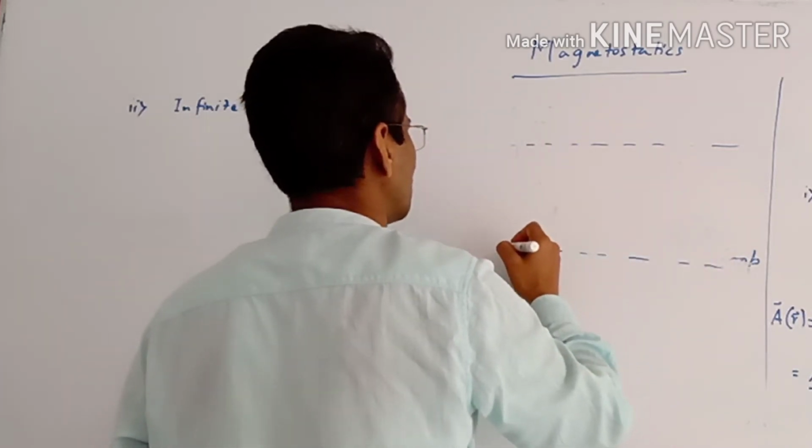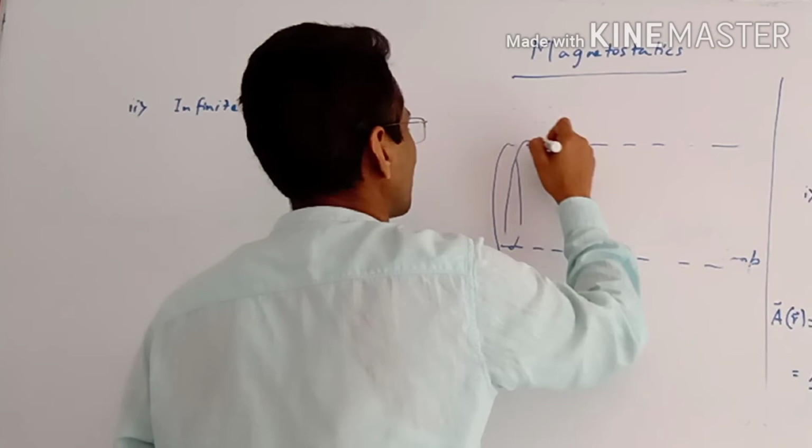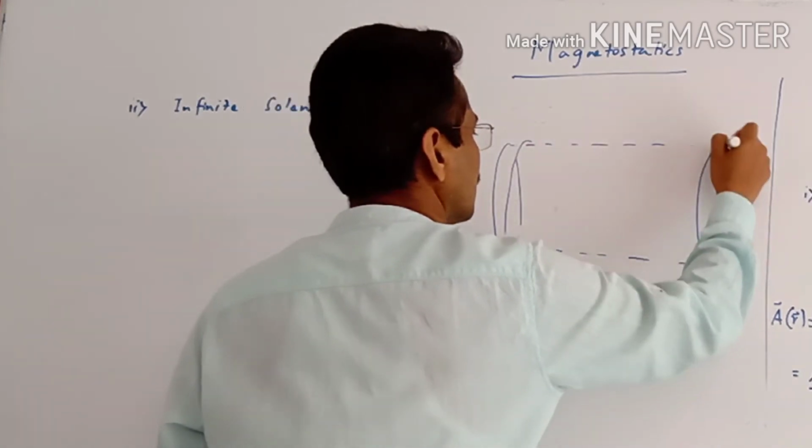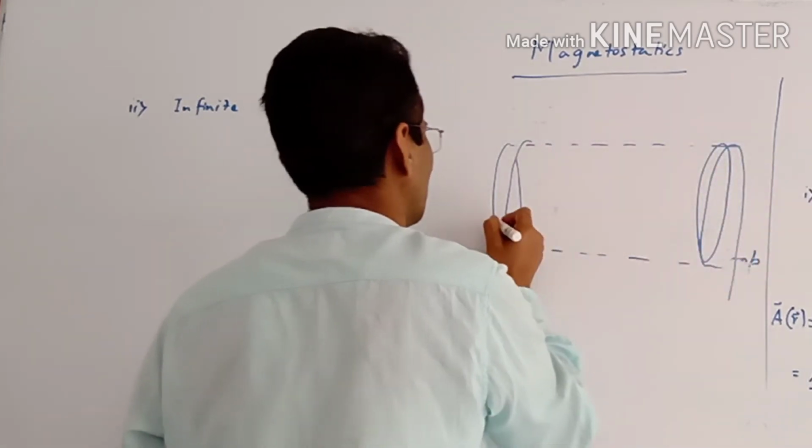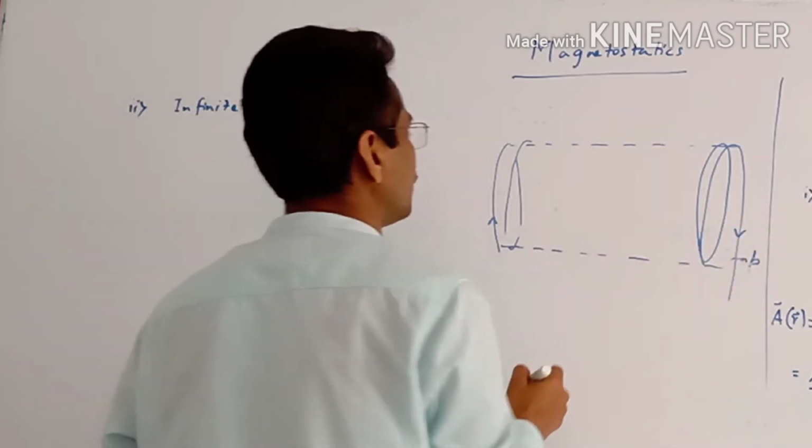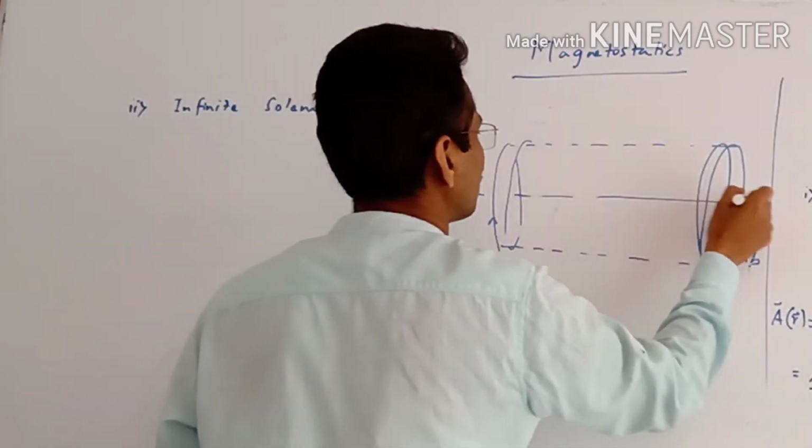Let's say this is our solenoid, and the current is flowing like this. We have this solenoid and we want to calculate the magnetic field.